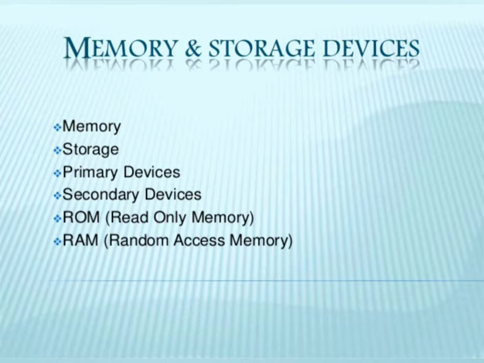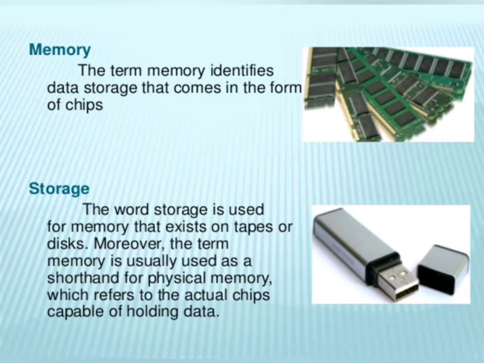Memory and storage devices. Memory, storage, primary devices, secondary devices, ROM, read-only memory, RAM, random access memory. Memory: the term memory identifies data storage that comes in the form of chips. Storage: the word storage is used for memory that exists on tape or disk. Moreover, the term memory is usually used as a shorthand for physical memory, which refers to the actual chips capable of holding data.